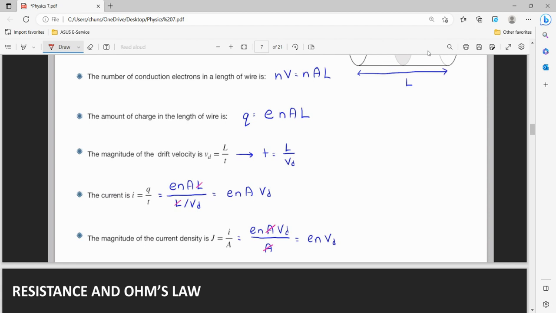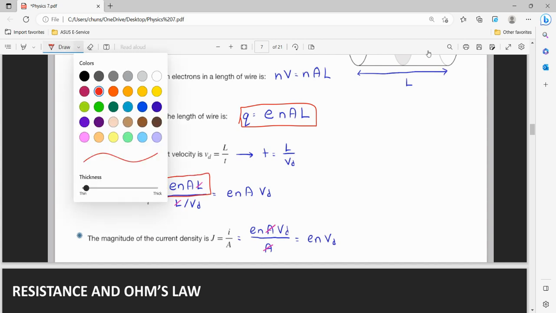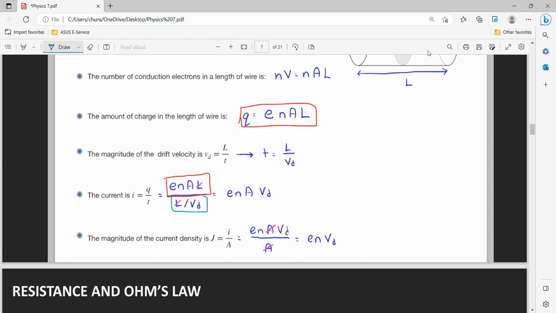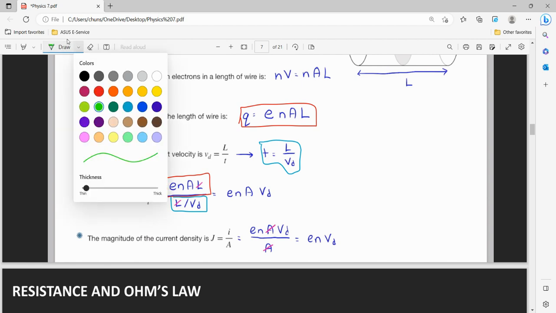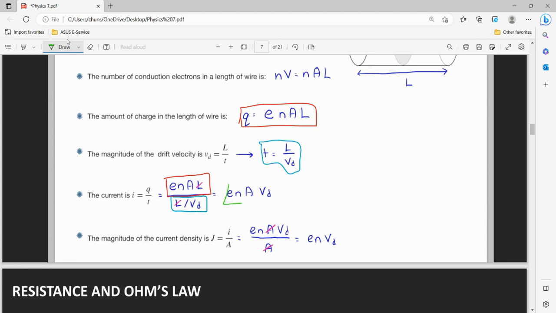So this is kind of like velocity equals distance over time, where distance is now replaced with our length and time stays the same. So since current is charge over our time, we take our equation for our charge here, and then we put it over our time, which was from our drift velocity equation. We find our lengths cancel out, and we get this equation here. And now when we take this equation and we find for our current density, we can plug our current over our area and get this equation here.